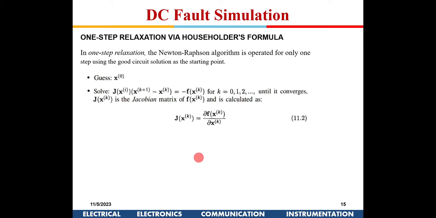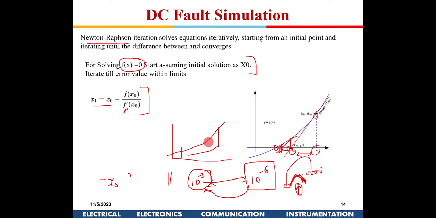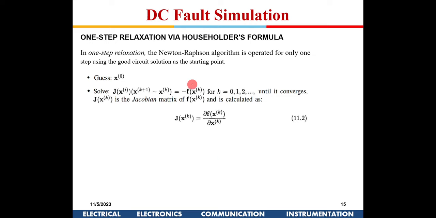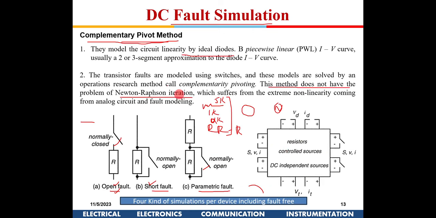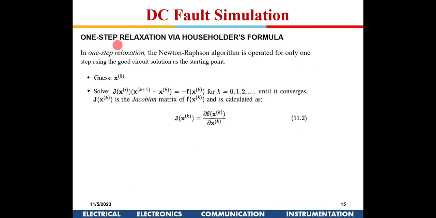So in the DC fault simulation, once the first run is done, in the tool itself we can say, okay, this is the thing which we got, from here to here, and finally after several iterations I got the correct answer. So one way of trying to find out how this entire circuit will behave with faults is to go back here. That is known as one-step relaxation.